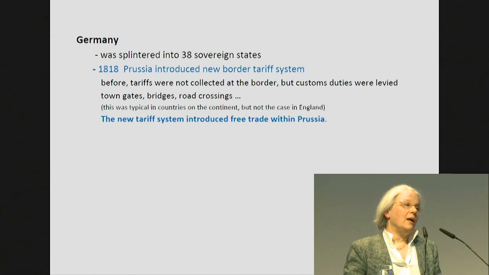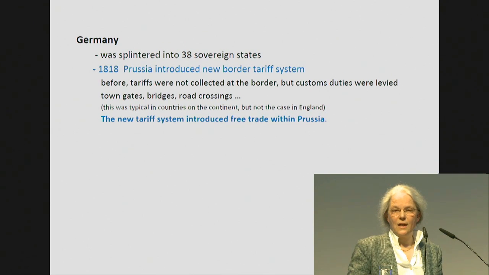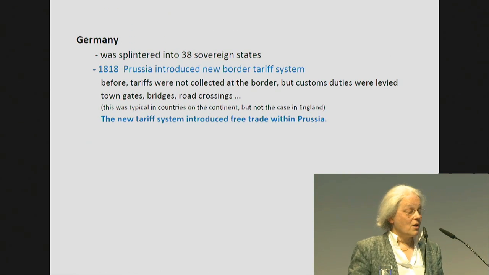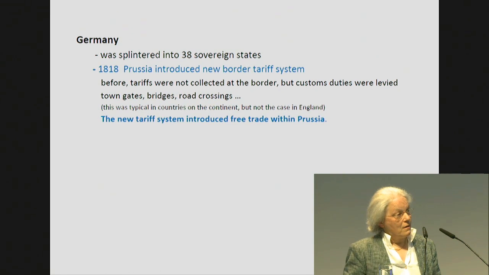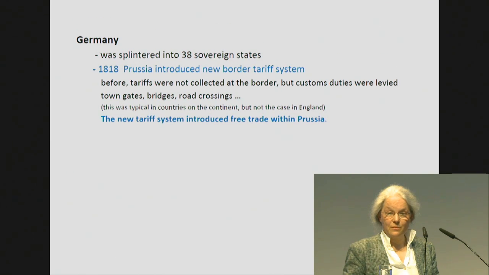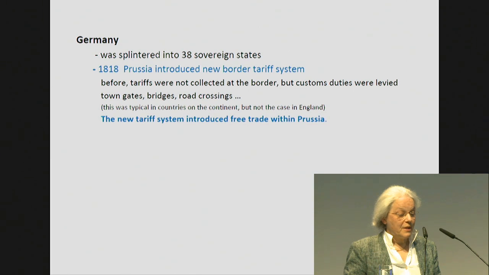But there was not only those borders impeding trade, but on the continent, it was typical that tariffs were not collected at the external borders of a state, but at points like town gates, bridges, road crossings, and so on. So there were also impediments to trade within those states. An exception to this was England. England did not have those interior tariffs, but on the continent that was typical.